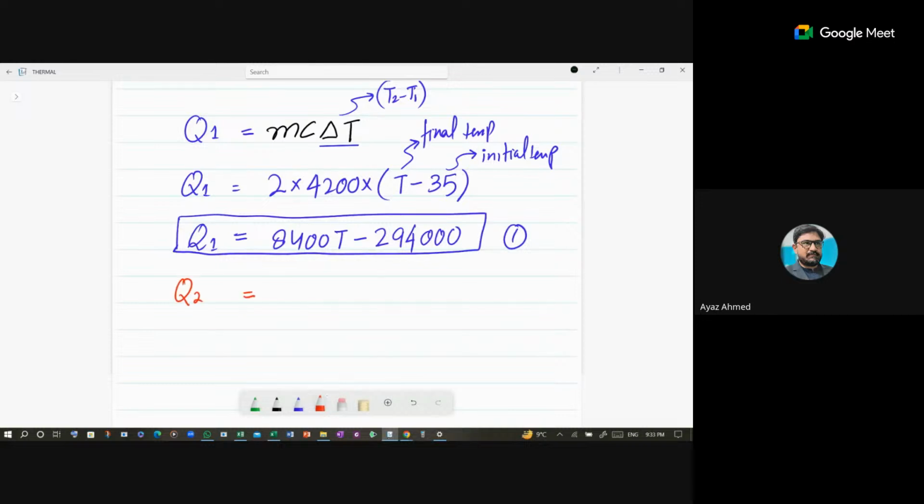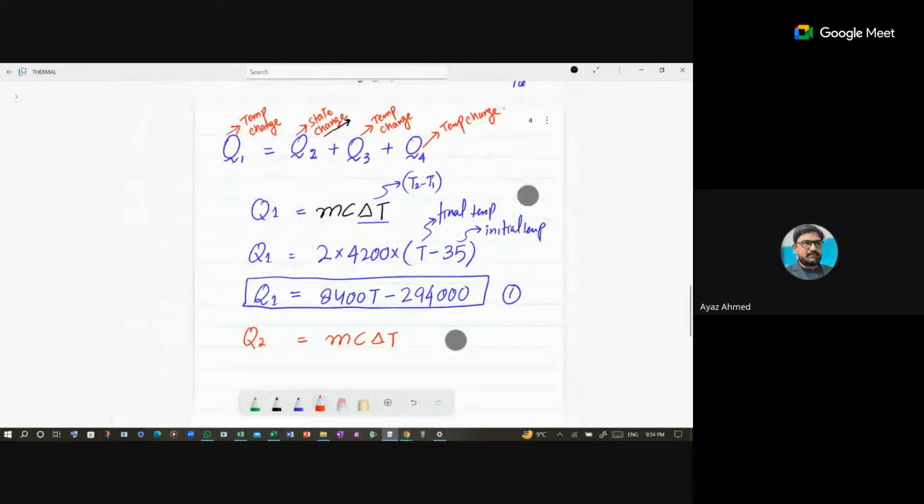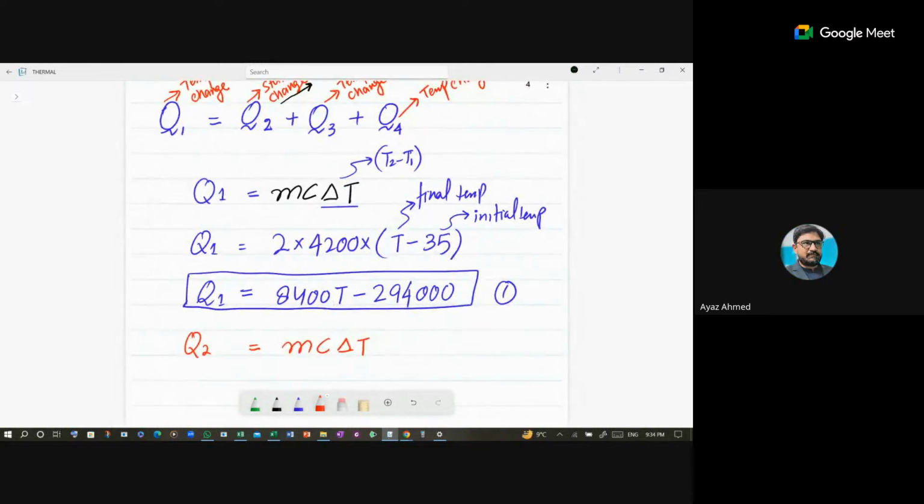Now you have to calculate Q2. Quickly, sir, tell us. I multiplied this. M is the mass of water. C is the heat capacity of the water. And delta T is change in temperature. What is delta T? Meera, are you there? Yes sir. Okay, so that is change in temperature.